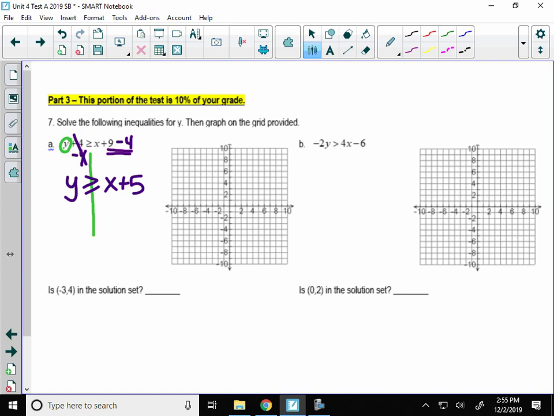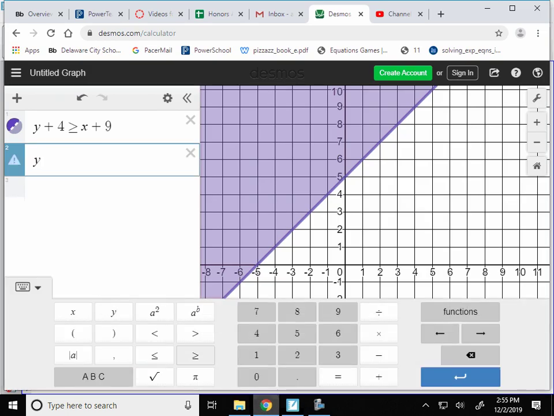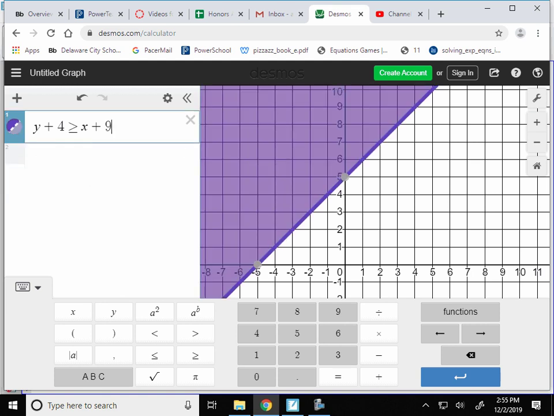Now before I graph it here, I want to go back to Desmos and check and see if that's the same equation that I started with originally. So in a new box, I want you to type y is greater than or equal to x plus 5. See how that line graphs right on top of the original. What that means is I solved it correctly. So that's the one. I'm going to use this one because it's a little easier to see. That's the one that I'm going to use. I know I did it right.